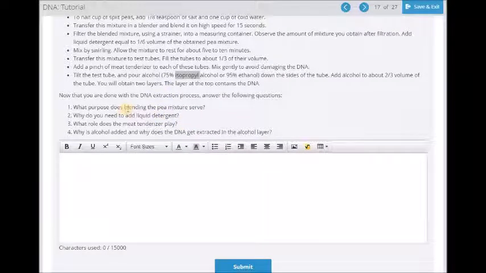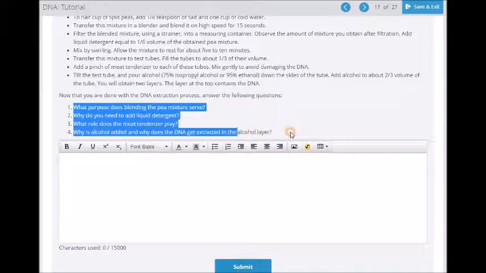And you need to figure out what these questions are. Good questions. You need to answer them. What did the liquid detergent do? And you may have to go back a slide. I explained it, but go back a slide. What did the liquid detergent do to the cells in the peas?